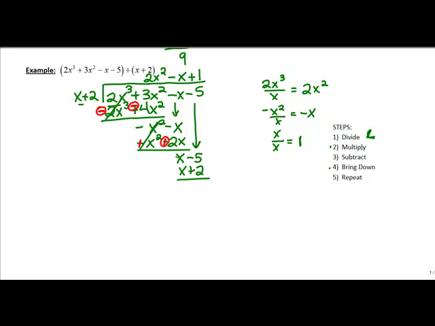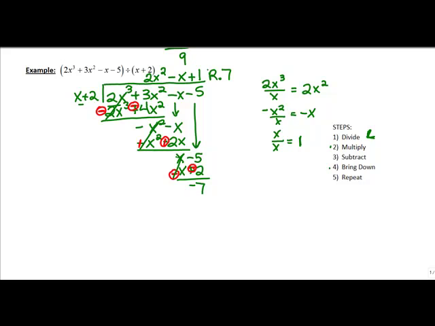And again, subtract, so we're going to change the signs throughout this piece. That's going to change that to a negative x. And instead of plus 2, it's now going to be minus 2. X minus x, those cancel. Negative 5 minus 2 is negative 7. Okay, so we've got a remainder here of 7.